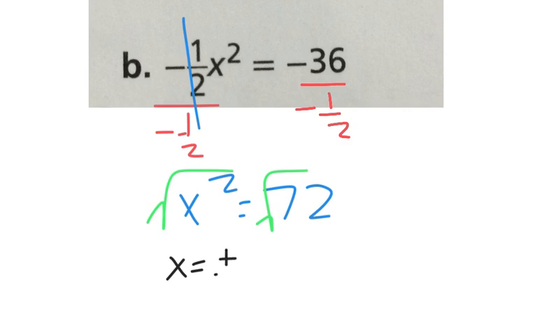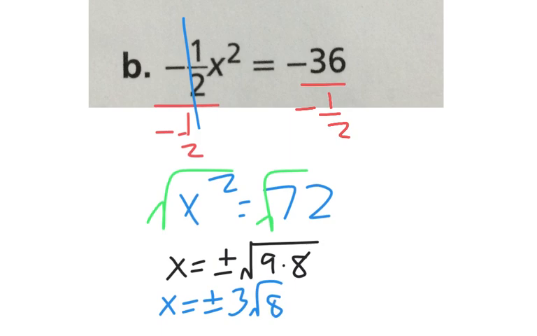Plus or minus the square root of 9 times 8. Okay, and then x equals plus or minus 3 square root 3 times 8. Right? No. So when you take the square root of 9, because it's a perfect square, the 3 comes outside the radical. And you don't leave anything inside the radical for that number. The only number that stays in the radical is the one that you can't break out.